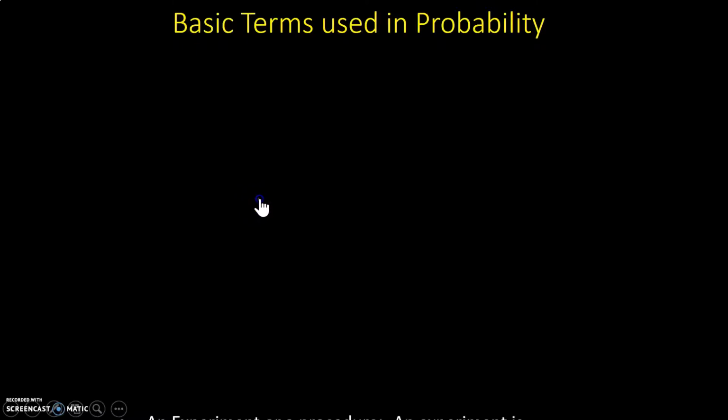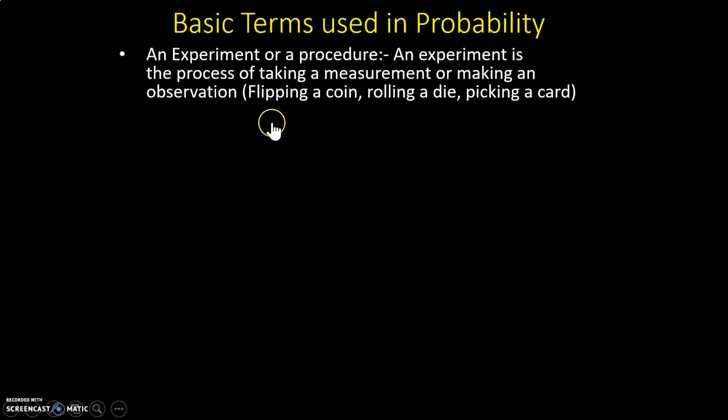So let's see. The first thing you need to understand is what an experiment or a procedure is. In statistics, an experiment is any activity with an observable result. You perform an activity and you observe the result of that activity, then such an activity is called an experiment or a procedure. For example, you flip a coin and you note whether the coin lands on heads or tails. You roll a die and you see what number comes up, or you pick a card from a well-shuffled deck. These are examples of an experiment. So an experiment is any activity in which you take a measurement or make an observation.